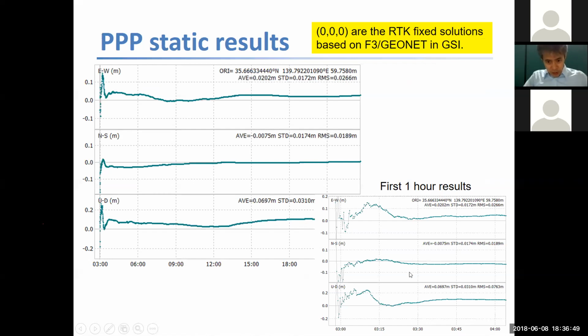So within 10 centimeters in terms of horizontal, maybe at least 15 to 20 minutes is required. Latitude is quite good, but for longitude 20 minutes is required. And height is also 15 to 20 minutes. But later, it's a little bit more deviated.